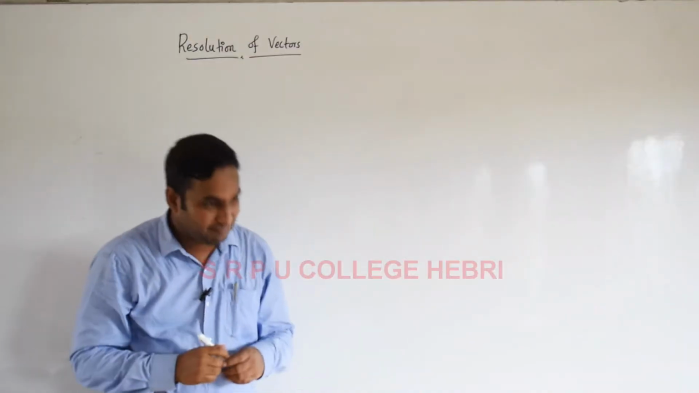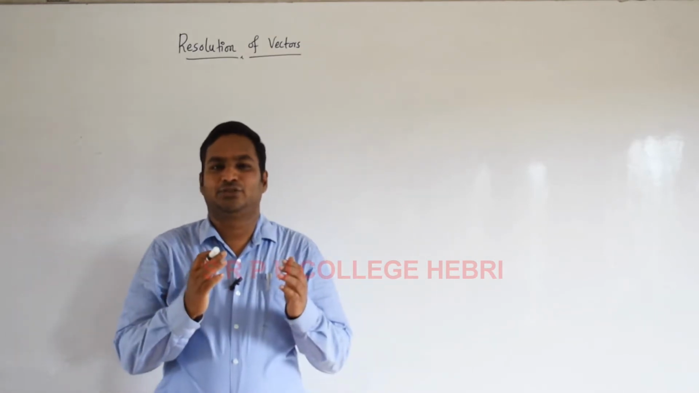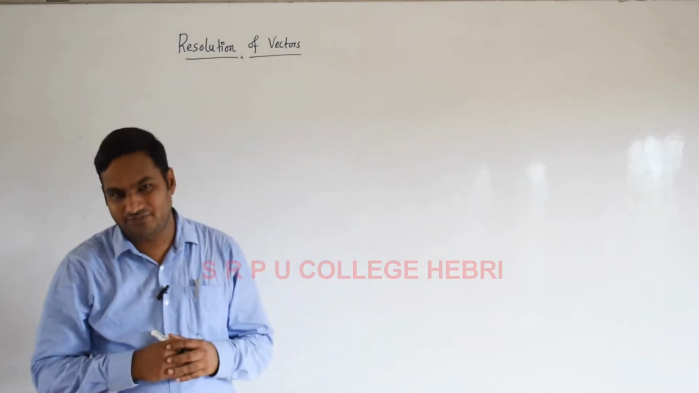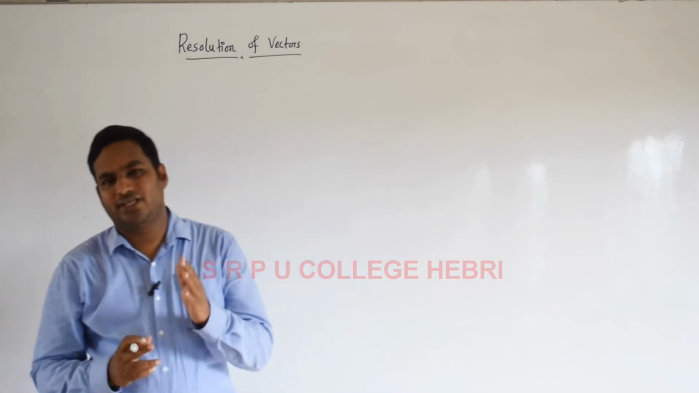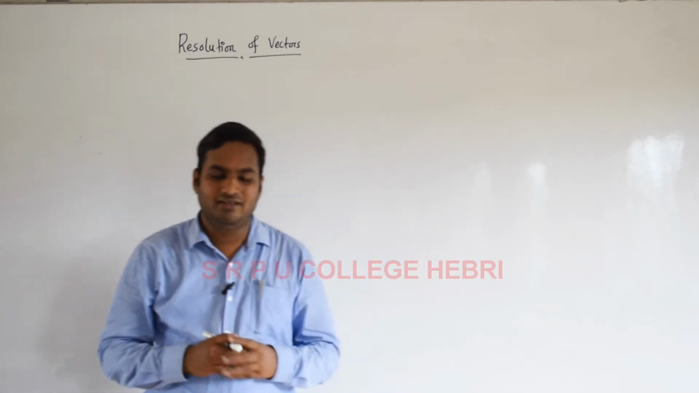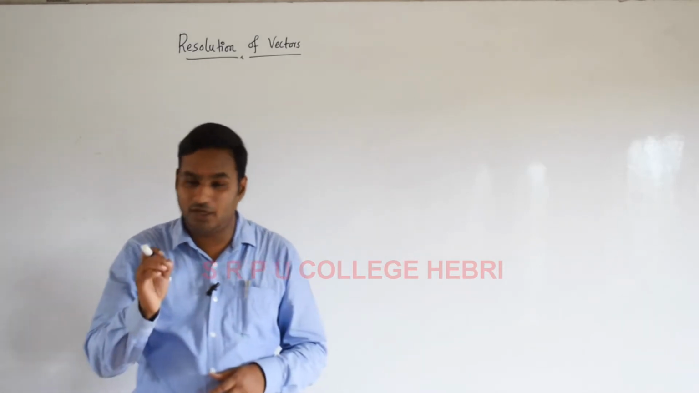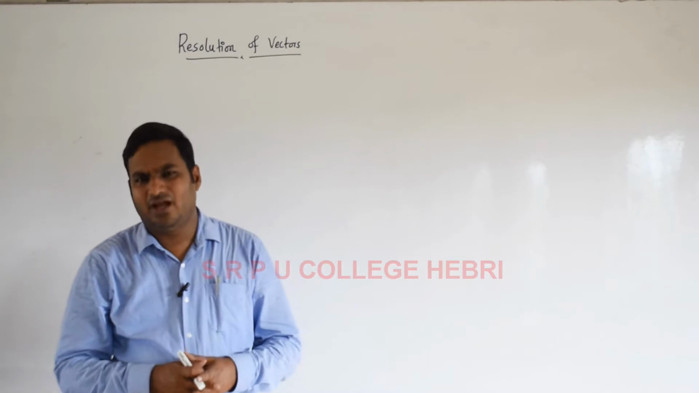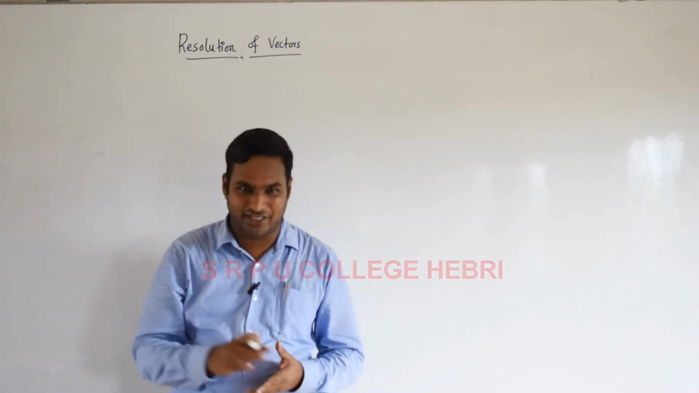Dear student, in our last video we learned two important things. One is the resultant of a vector and the other is the direction of the resultant of a vector. We got the expression for the resultant R is equal to square root of A square plus B square plus 2AB cos theta, where A and B are the two vectors, and that equation we got by using the parallelogram law of vector addition. Correct?